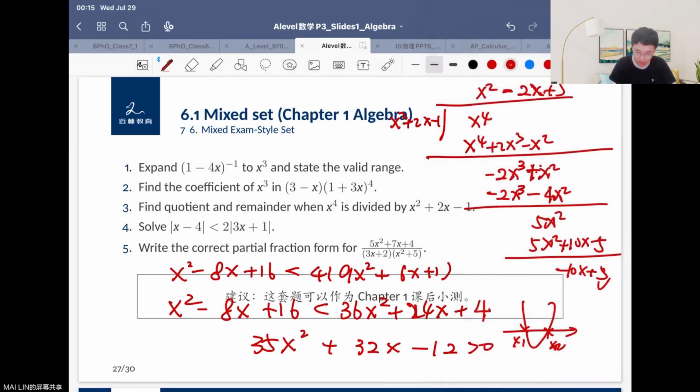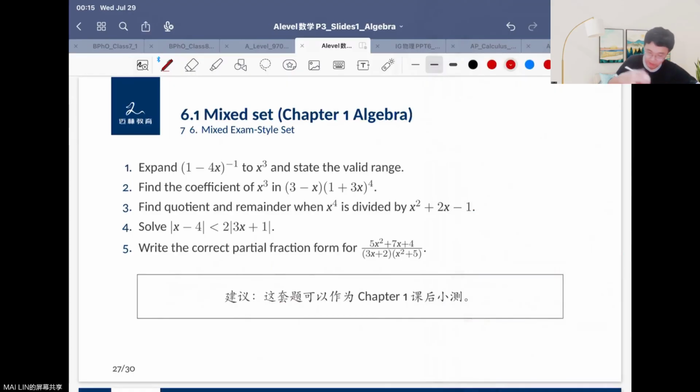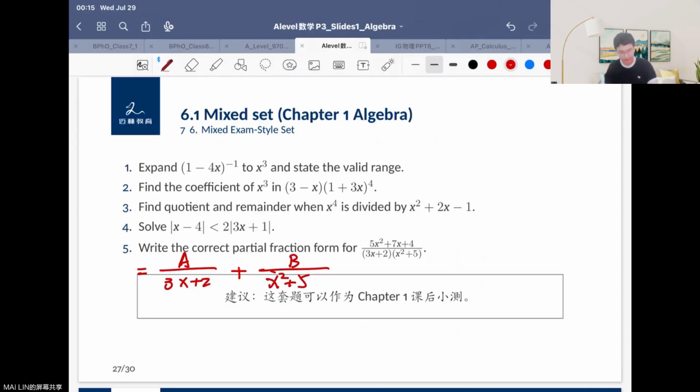And for the last problem, we can just write down or first try to expand it as a over 3x plus 2, right? And then we can add b over x squared plus 5, right? So you can just do that here. Maybe the answer is, I guess, nope, it's b, yeah, it's b over x squared plus 5.